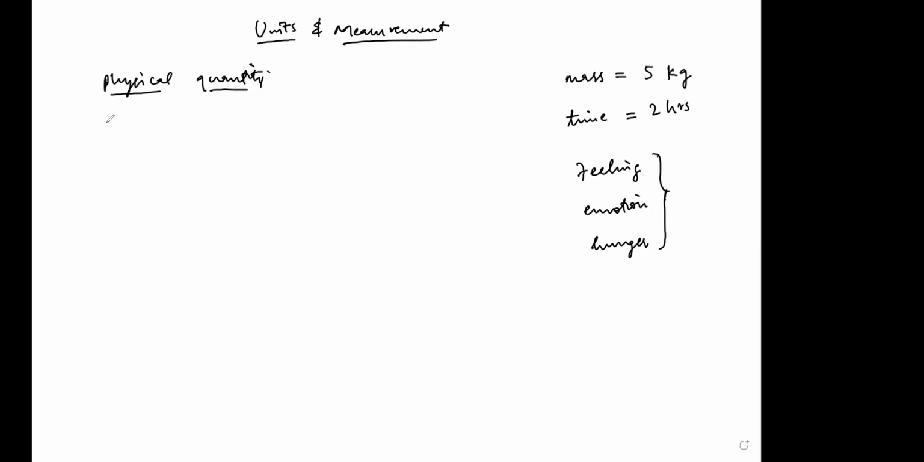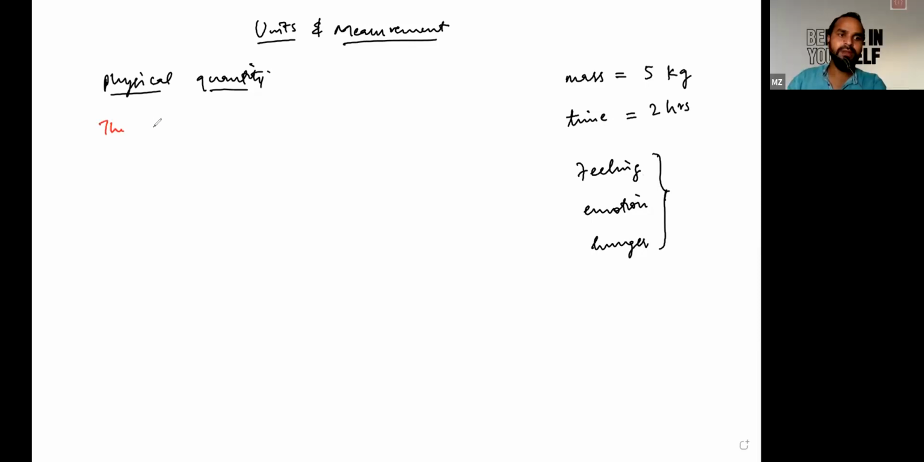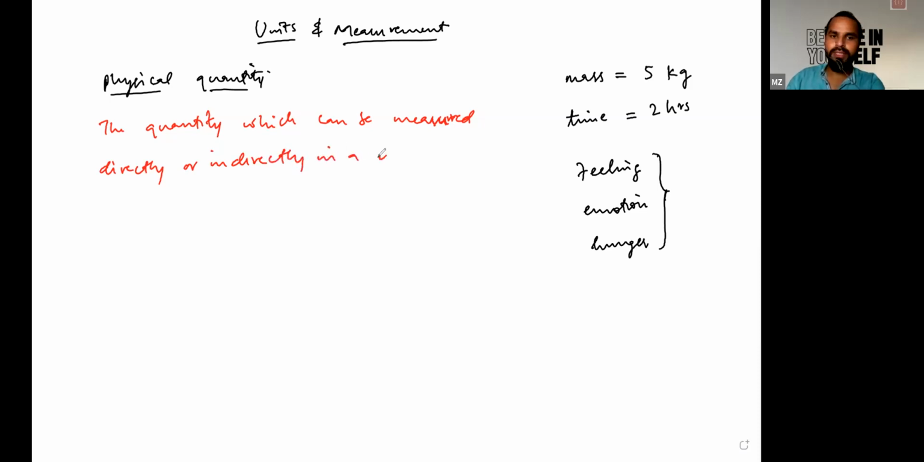Okay, sir. So a physical quantity is nothing but the quantity which can be measured directly or indirectly in a unit, and in terms of which laws of physics can be defined.